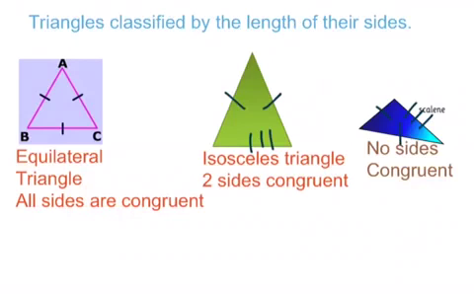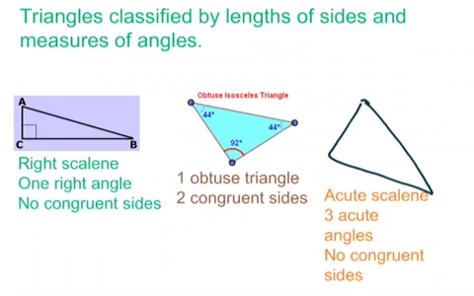Okay? Alrighty. Then we can classify triangles by their lengths of sides and measures together. So over here we have a right scalene, which means we have, it's a terrible right triangle, sorry. So we have one right angle and none of the sides are congruent. In the middle here we have an obtuse isosceles triangle, which means we have one obtuse angle, and 2 congruent sides, so these sides would be congruent.